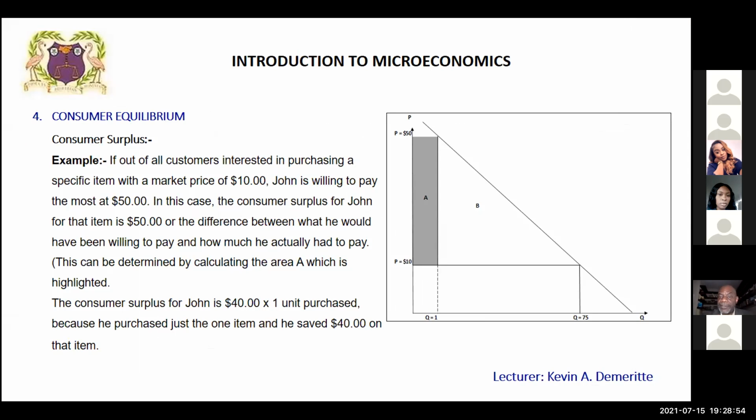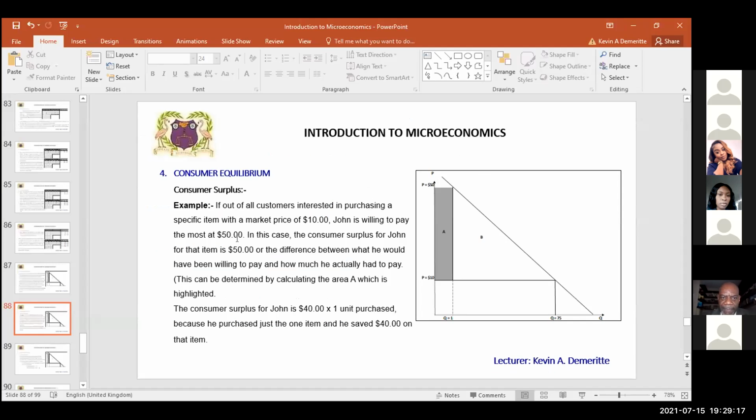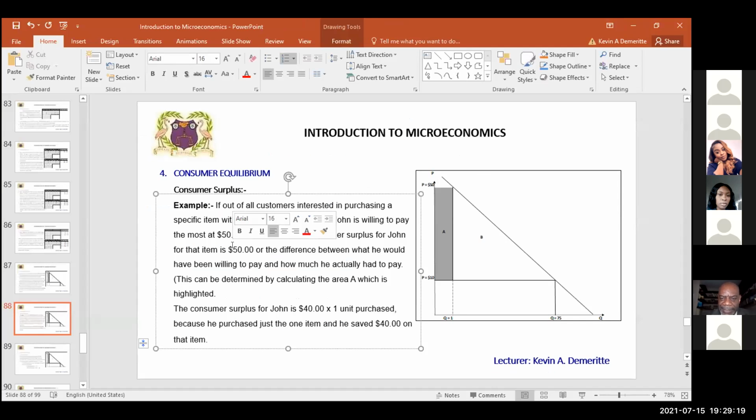John is willing to pay $50. So if you look at your diagram at the very top of that column A, you see that's what John is willing to pay. Nobody's willing to pay more than John. Wouldn't that second 50 be 40? In this case, the consumer surplus for John for this item would be $40, not 50. Oh, that's where I made my mistake.